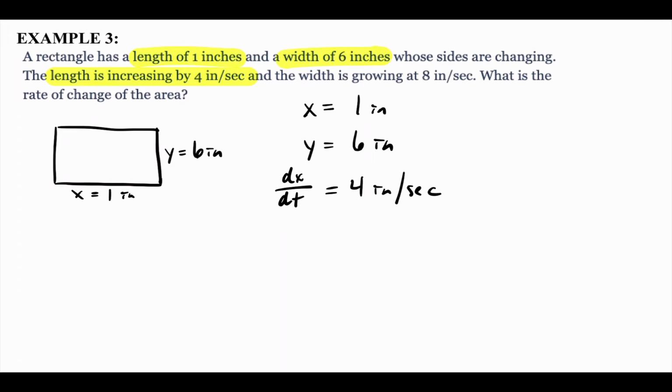There's one other piece of information. What else do I know? dy over dt, good. dy over dt is 8 inches per second, right? That's what I know. That's every piece of information that I know. That's step 1. Step 2, what do I want to know? What do I need to know?